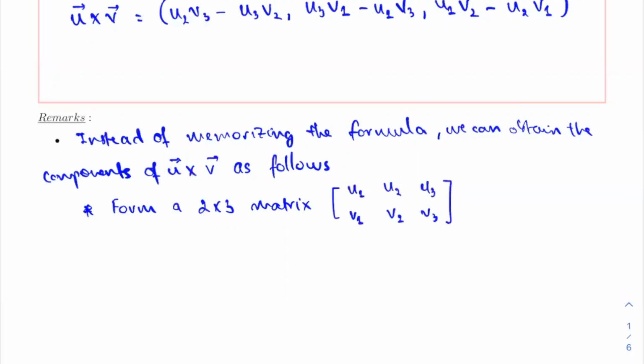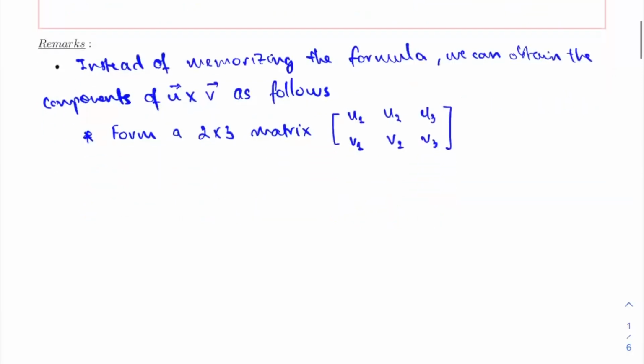If you swap the positions and do v crosses u, then the components of v have to be in the first row and the components of u in the second row. But in this case, the order is u crosses v, so the components of u are in the first row and the components of v are in the second row.